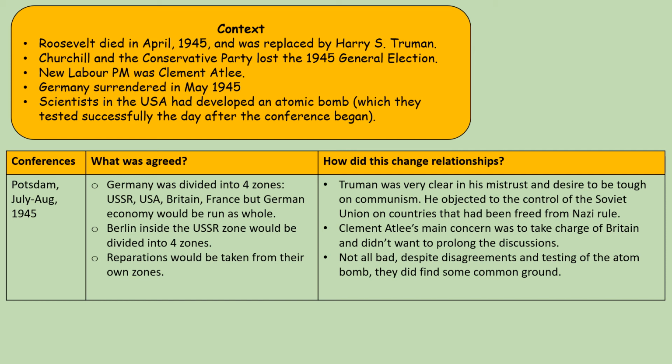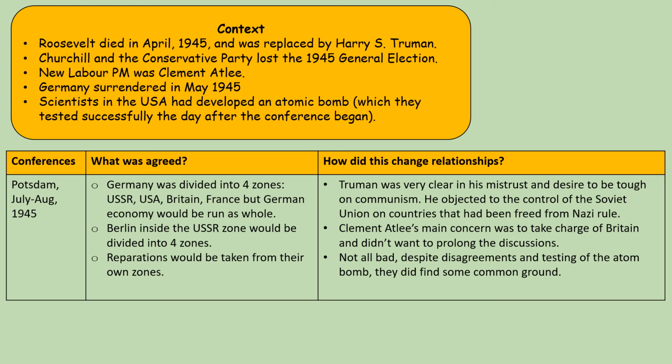So as was agreed in the previous conference, Germany is divided into 4 zones, but with a slight twist. Berlin, the capital, which is deep in the USSR zone, also gets divided into 4 zones between the 4 countries mentioned above, and reparations would be taken from their own zones. This was one of Truman's ideas because he didn't want a repeat of what happened after the Treaty of Versailles was signed, in terms of Germany being unable to pay the reparations back. So he was very clear that reparations needed to be taken from their individual zones.